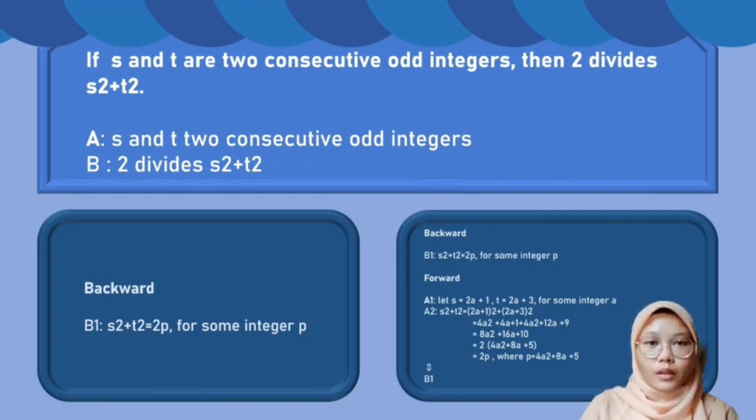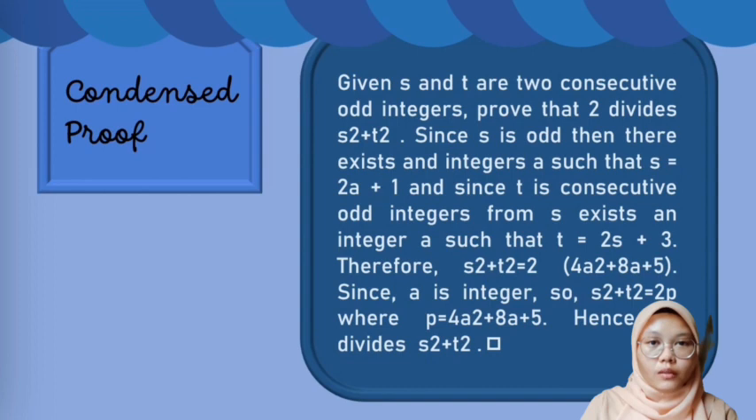Next, I will explain the condensed proof. Given S and T are two consecutive odd integers, prove that 2 divides S squared plus T squared. Since S is odd, there exists an integer A such that S equals A plus 1. And since T is the consecutive odd integer after S, T equals A plus 3. Therefore, S squared plus T squared equals 2 bracket 4A squared plus 8A plus 5. Since A is an integer, S squared plus T squared equals 2P, where P equals 4A squared plus 8A plus 5. Hence, 2 divides S squared plus T squared. Thank you.